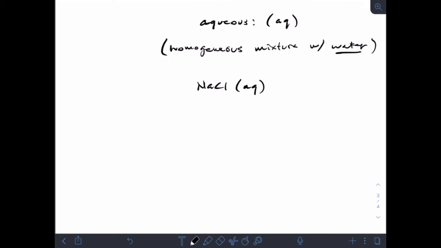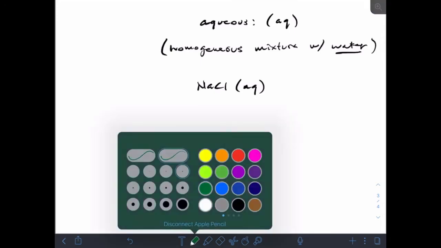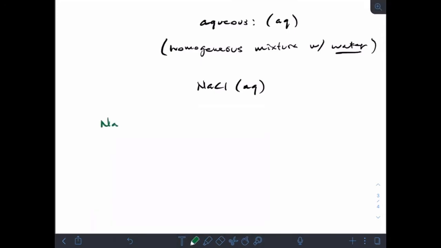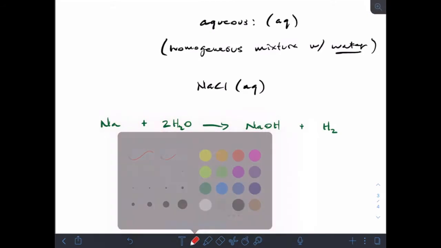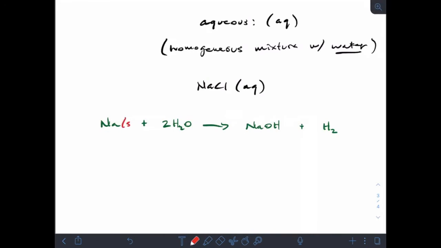So if I do an example of a chemical equation showing all of the states of matter, I'm going to have, for example, sodium plus 2H2O will give me some sodium hydroxide plus some hydrogen gas. When I put in the states of matter, if I'm talking about solid sodium and liquid water, I get sodium hydroxide aqueous, a solution of sodium hydroxide, and hydrogen gas.